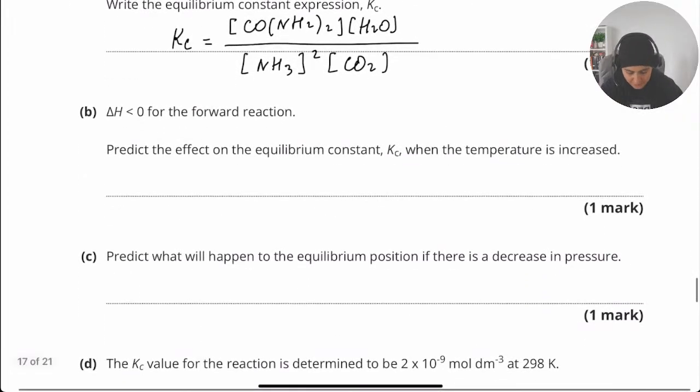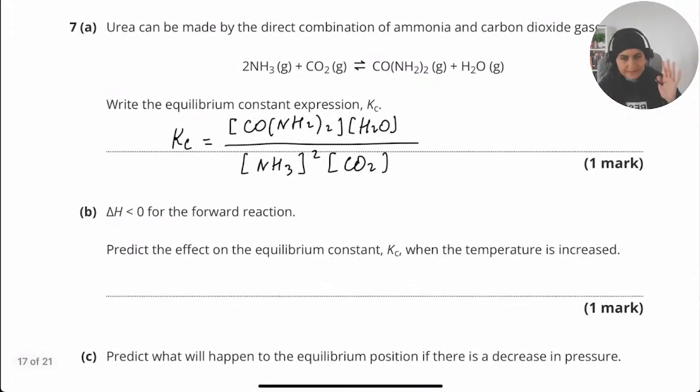Next question. Delta H for the forward reaction is negative. Predict the effect on the equilibrium constant Kc when the temperature is increased. One thing to remember: if you change anything else, pressure, concentration or whatever, Kc would not be affected. Kc is only affected by temperature. And the logic that I will apply now to see how Kc changes, you can only apply to temperature, to nothing else. That's a very common mistake. If you shift equilibrium in some other way, not with temperature, you cannot do what I'm about to do now. Very important.